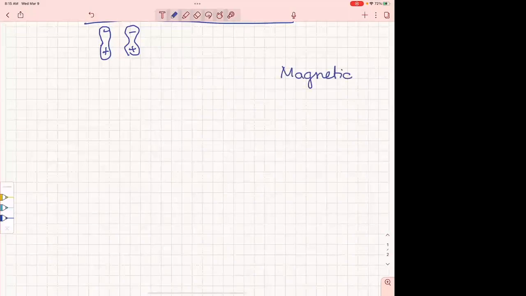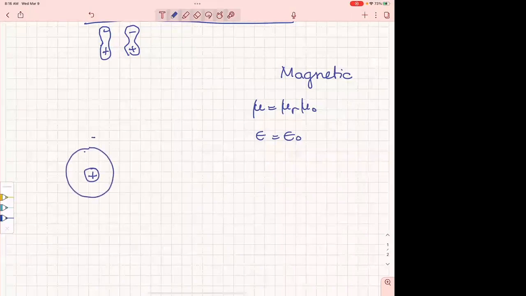Magnetic materials have mu equals mu sub r, mu sub naught, and they have epsilon equals epsilon naught. All right. What happens in a magnetic material? You have the same atoms, more or less, same kind of idea in terms of the atoms. So it starts, for example, different atoms, but I will still show them like that. And then here you have the electron, energy around it.